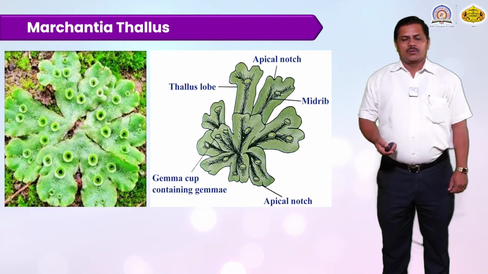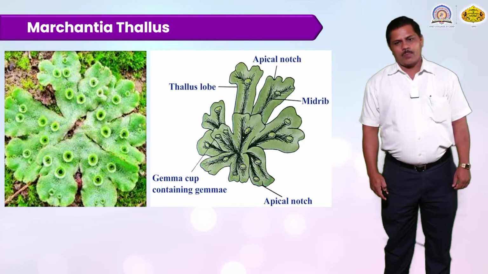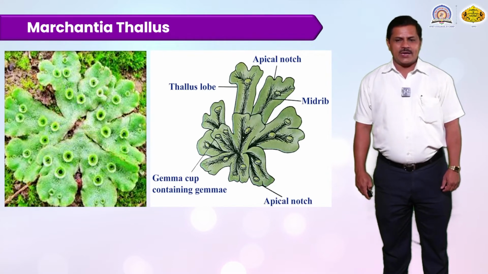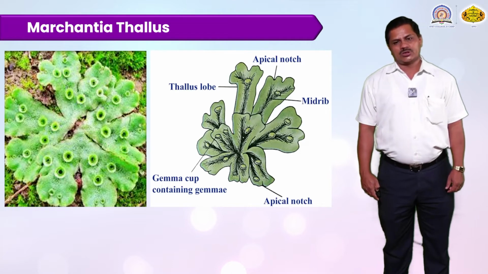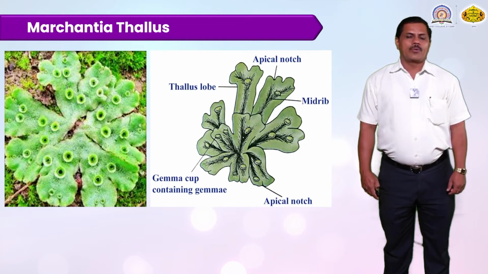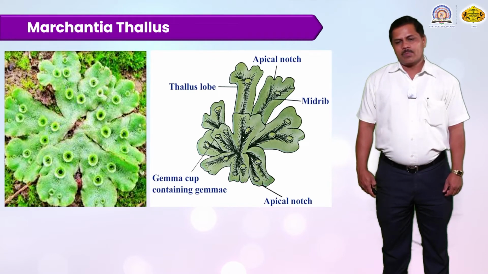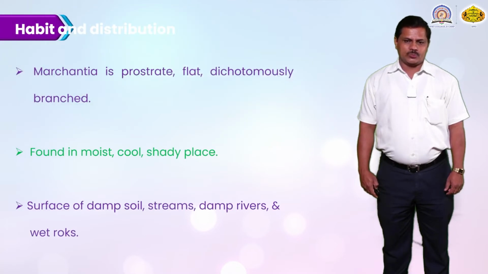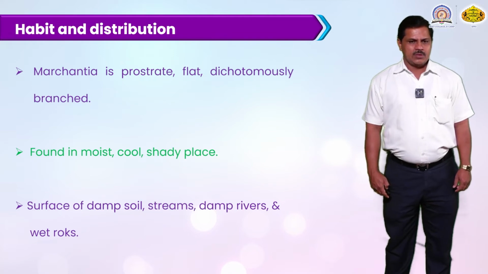This is another photograph of Marchantia. This is the lobe portion. An apical notch is present in this Marchantia species. Then a prominent midrib is also present in the Marchantia thallus structure, and the lobes of the Marchantia species are very well developed. Gemma cups develop on the midrib position of the thallus structure. Then the apical notch is also present. Then habitat and distribution of the Marchantia species.